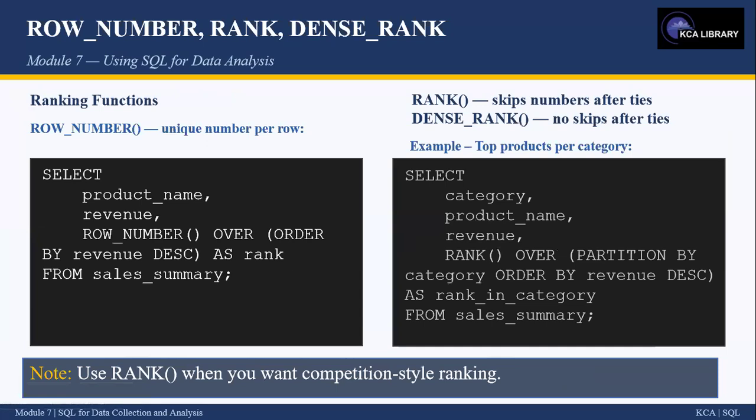ROW_NUMBER, RANK, DENSE_RANK. Let's look at the ranking functions. ROW_NUMBER gives each row a unique sequential number. RANK skips numbers after ties, while DENSE_RANK does not skip numbers after ties. The example is shown this way: SELECT product, revenue, ROW_NUMBER() OVER (ORDER BY revenue DESC) AS rank FROM sales_summary. Then here is an example for you to get top products per category from your sales summary.